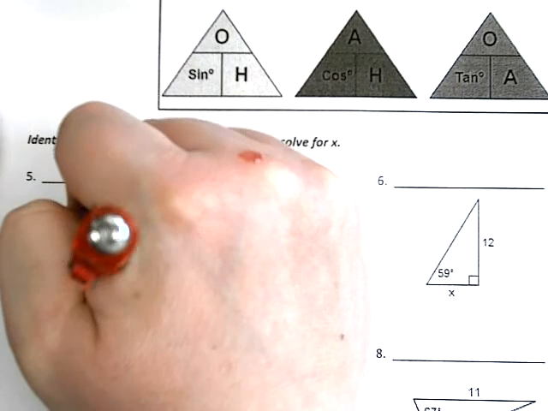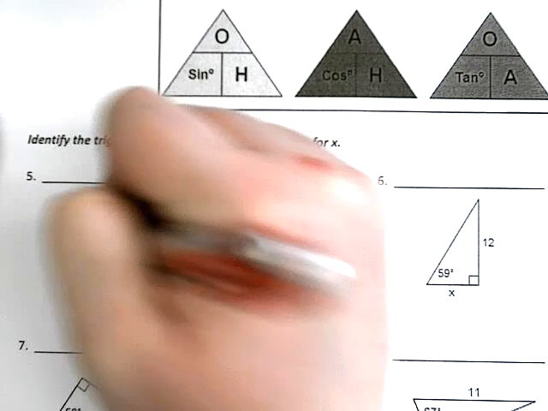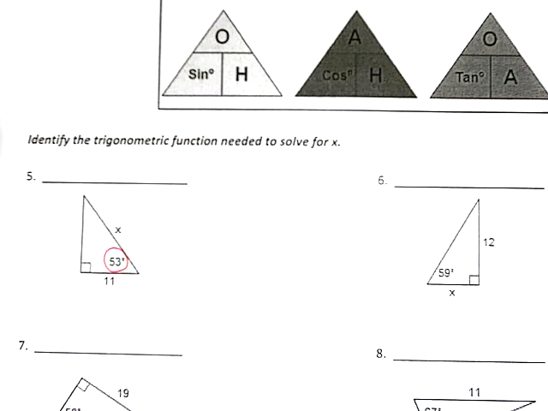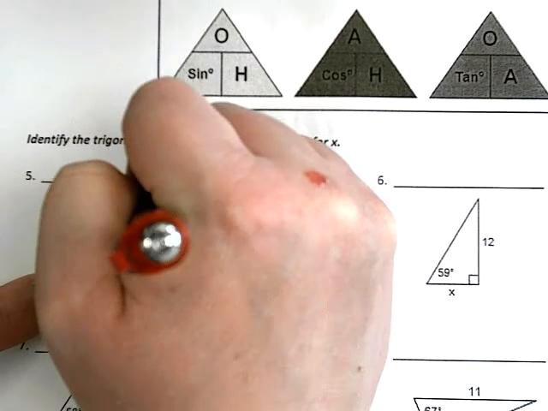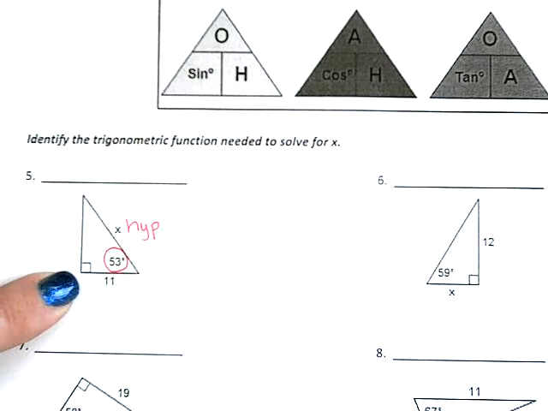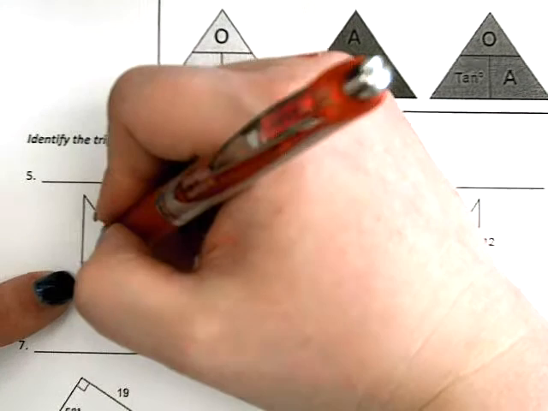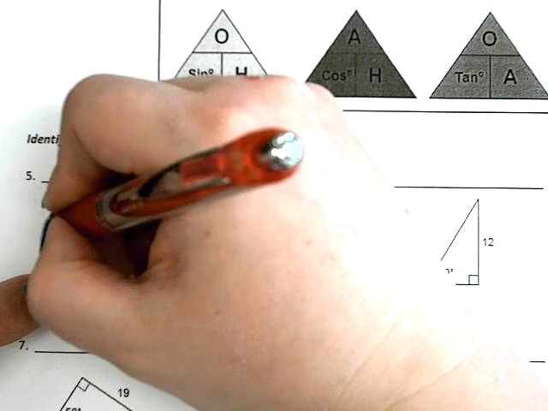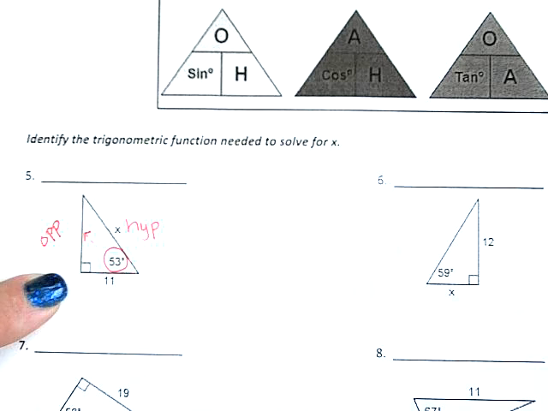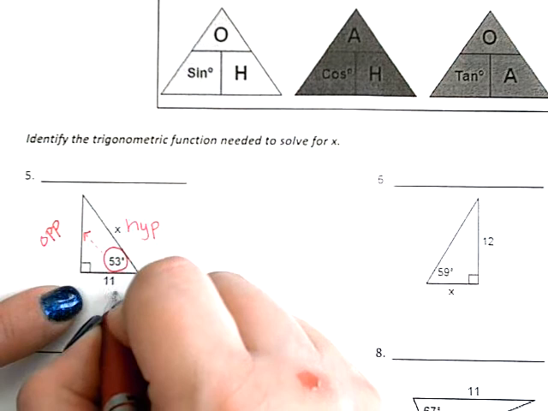So in number 5, I was given this angle of 53 degrees. That's the angle I was given, right? Well, all right, here's my right angle. So across from that, I've got my hypotenuse. And I know that the side across from my given angle, that's my opposite. And then the leftover side, that's my adjacent.